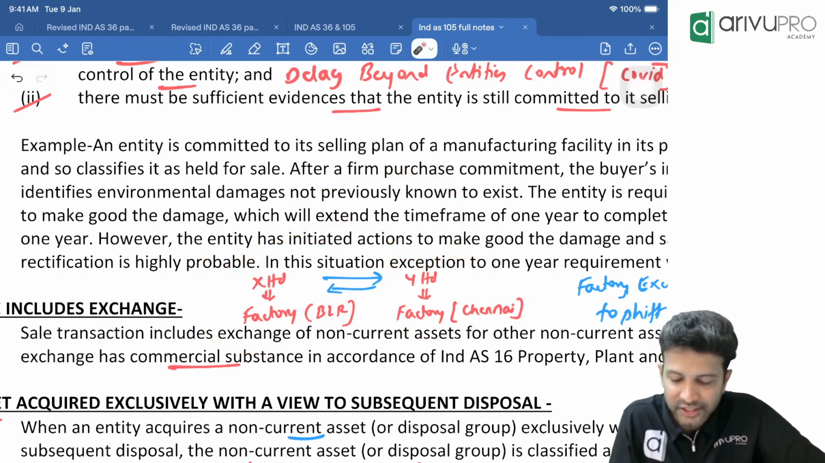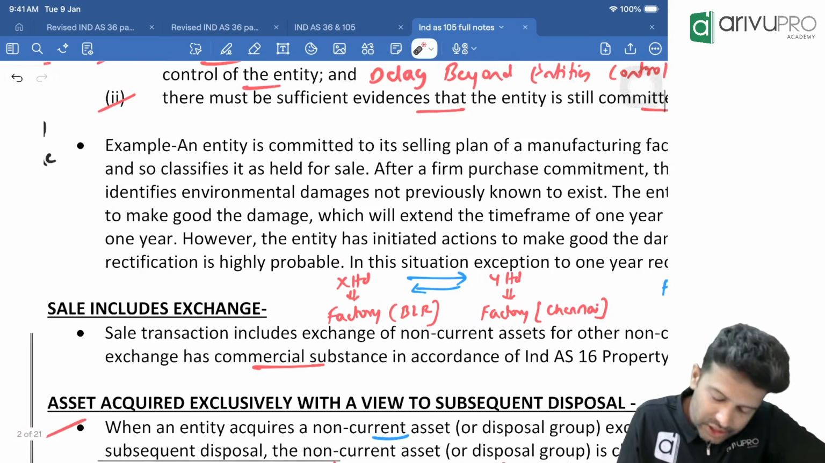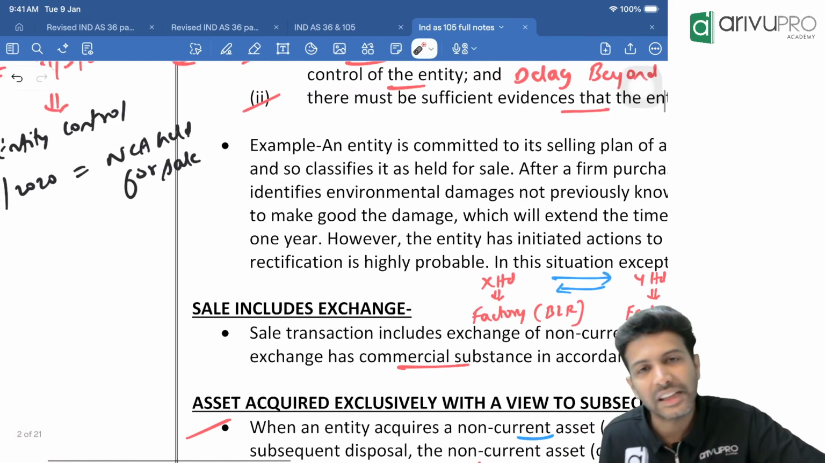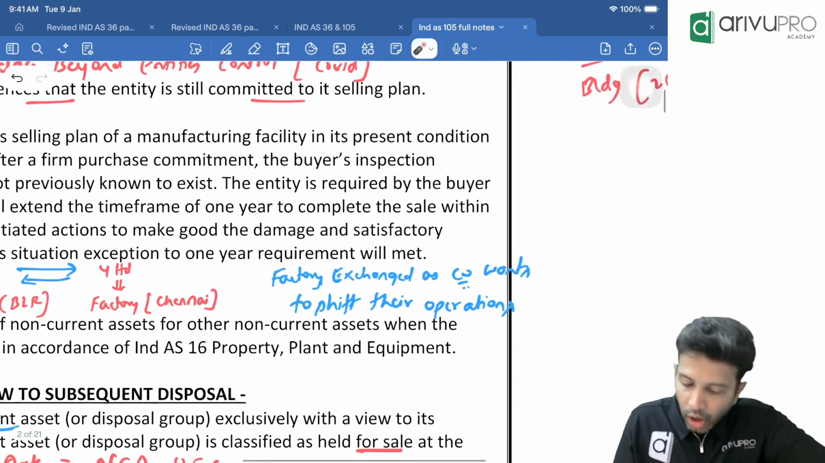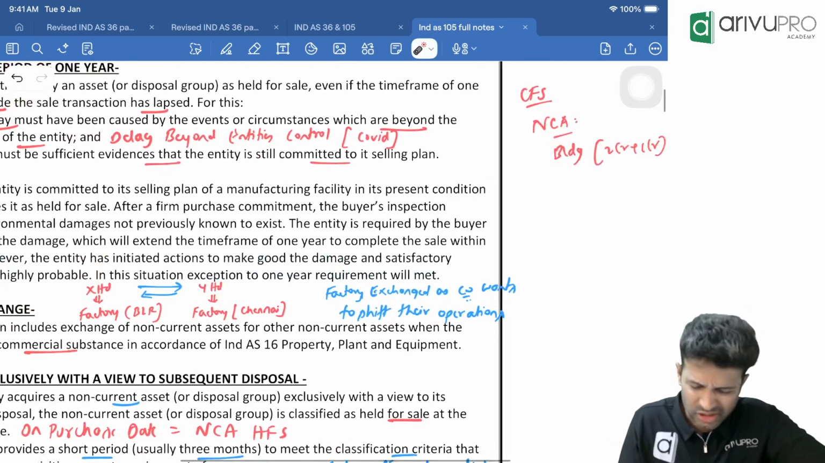So this is not really a sale. It is an exchange, right? That exchange is also considered as a sale for Ind AS 105 purpose. Even this is acceptable. All right, that's all. That is one line over here.